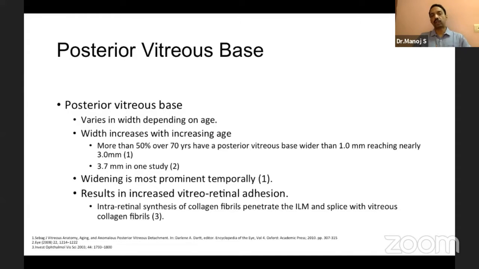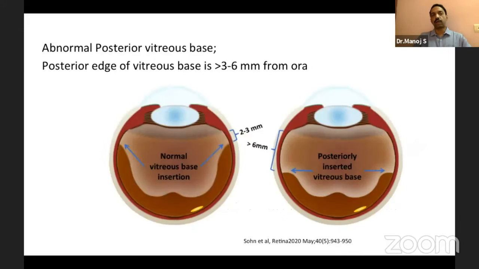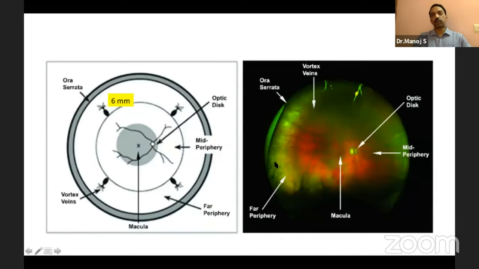And with this widening, there is an abnormal vitreoretinal adhesion that happens in this posterior vitreous base. By definition, an abnormal posterior vitreous base is one where the posterior edge of the vitreous base is more than 3 to 6 millimeters from the ora serrata. And this 6 millimeters means it's almost the region of the vortex vein. So when the PVD is being induced during surgery, if you cannot detach the PVD beyond the region of the vortex vein, one should suspect that you are probably dealing with a patient with abnormal vitreous base.